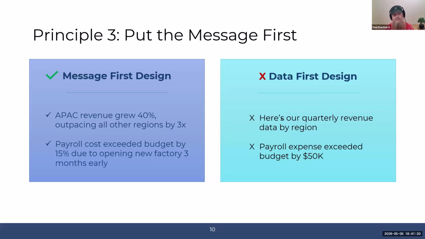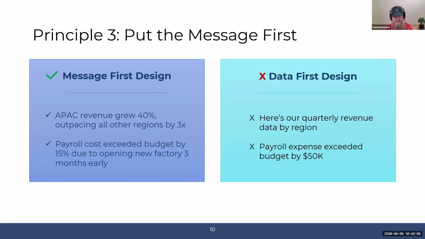So here's the data first example. Here's our quarterly revenue data by region. If you have region on the map and you have cells on the map, they're going to know that. Your message didn't tell them anything they can't tell from a good visual. If the visual says east, west, north, south, or Europe, US, whatever your regions are, and then it has a sales number, it's going to be pretty obvious what it is. So something like this tells maybe the message I want to get across. APAC, or the Asia revenue, grew 40%, outpacing all other regions by 3x.